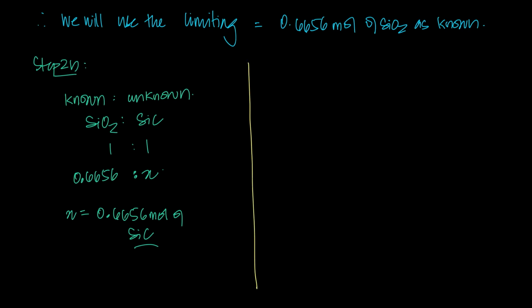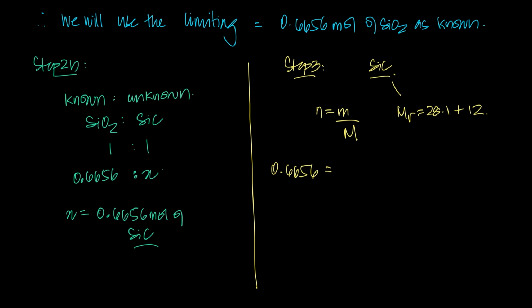Now I do step 3, which is converting the moles of the known to the quantity that I need, in this case mass. So mass of SiC: number of moles is mass over molar mass. But for that I need the MR for SiC, which is 28.1 plus 12, 40.1. So the number of moles is 0.6656, and MR is 40.1, and we solve for m, the small m, which is mass. What do you get? 26.7 grams. So this is how many grams of SiC is formed in the whole question.